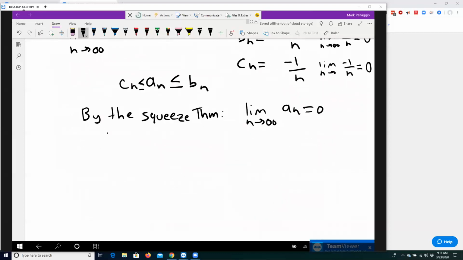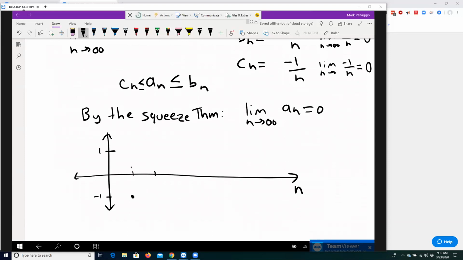And you could visualize that as follows. Let me first map out the terms for an. This horizontal axis is going to represent n, and then the vertical axis is going to represent the terms in the sequence. So when n was 1, we had -1. When n was 2, we had +1/2. When n was 3, we had -1/3. And you'll see that the pattern continues. This one's just bouncing back and forth.